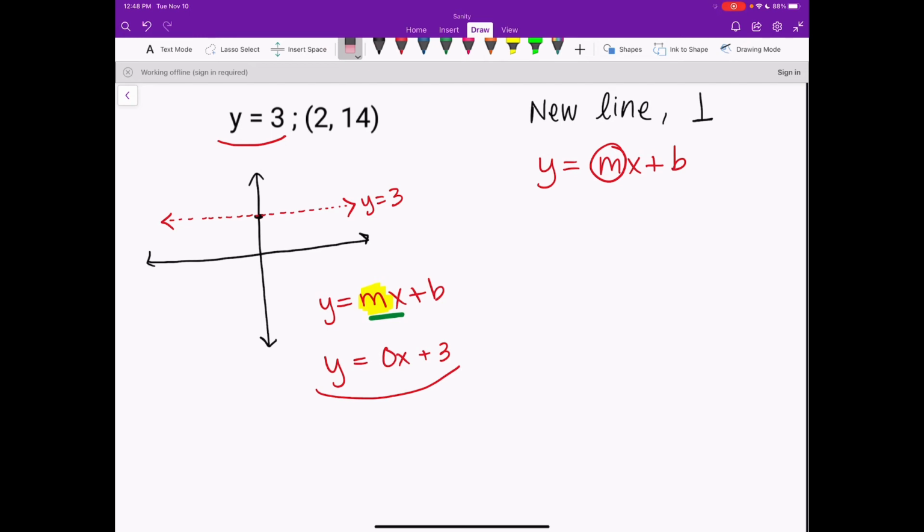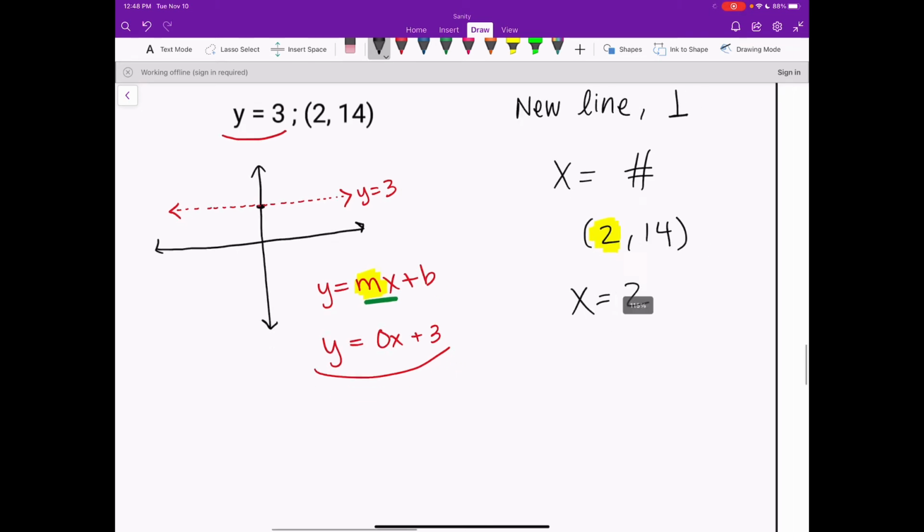So I know that my new line has to be in the form of x equals a number. And I know that this line, x equals a number, goes through the point 2, 14. So what is my x coordinate from here? It's got to be 2. So the equation has to be x equals 2.